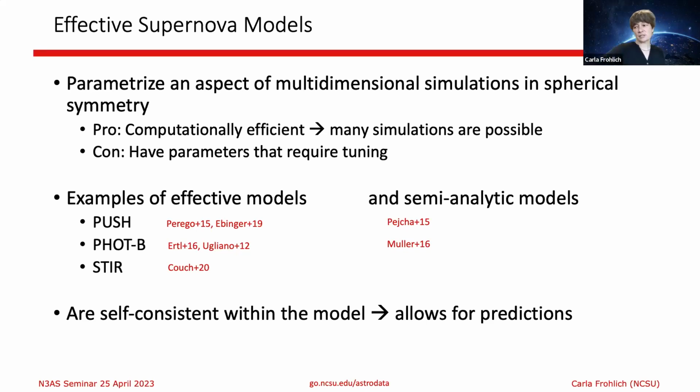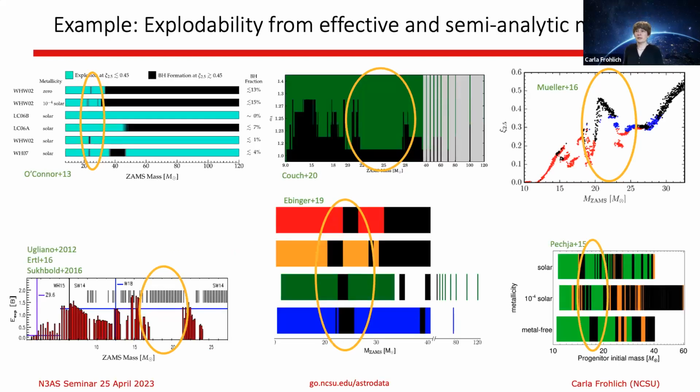And that's one of the strengths of these effective models, is that we can perform a lot of simulations and predict within this model framework what the outcome might be. And so I'm showing you one example here from actually 6 different groups looking at which stars explode or don't explode. And so the plots all show conceptually the same thing across a range of progenitor masses shown on the horizontal axes in some way or the other, whether these models exploded or not.